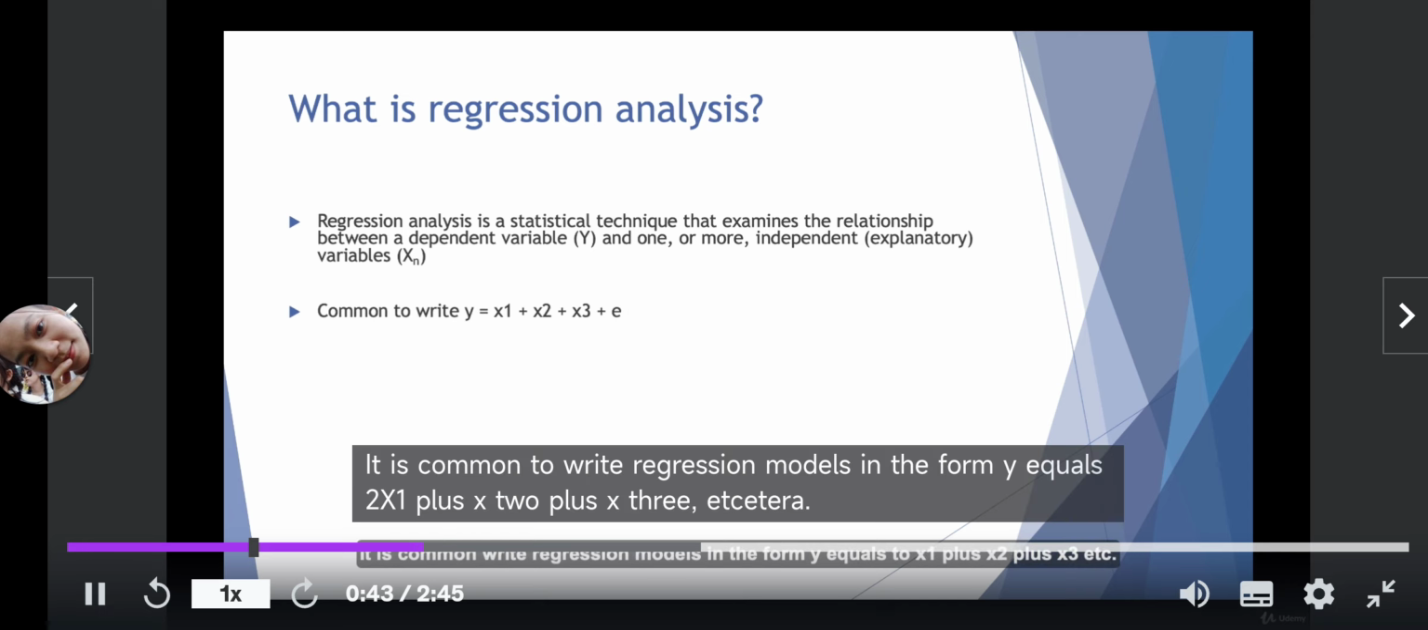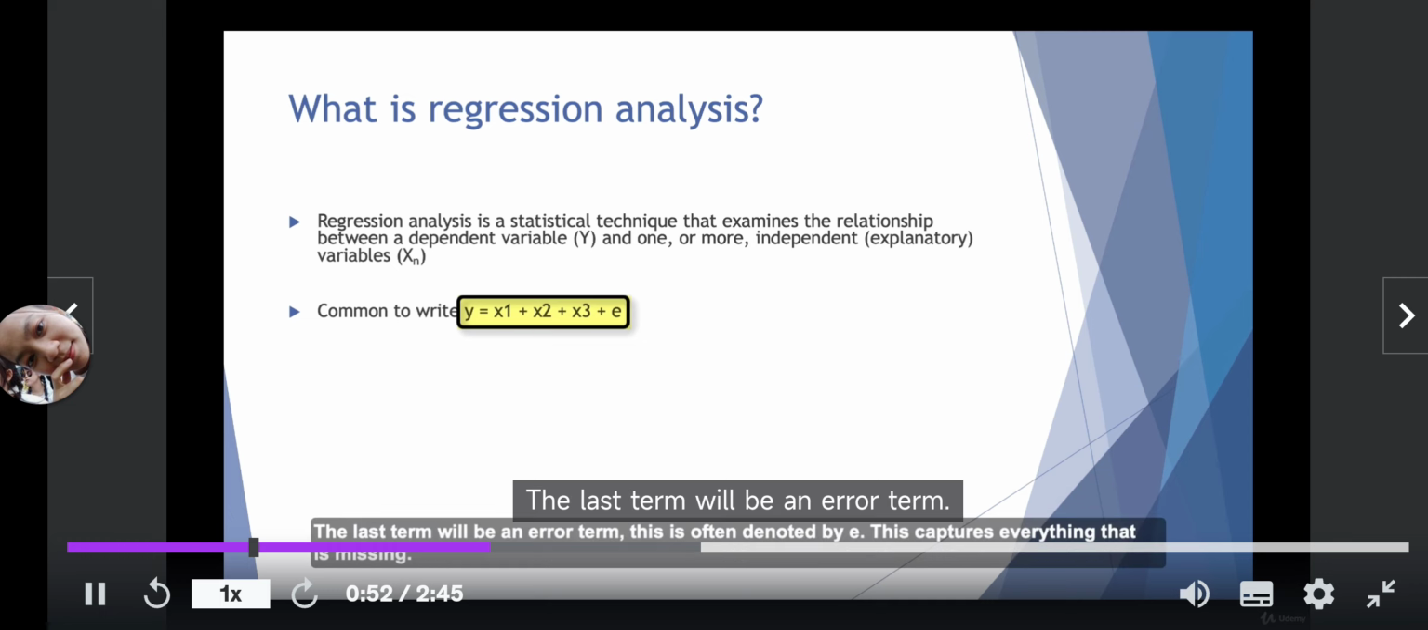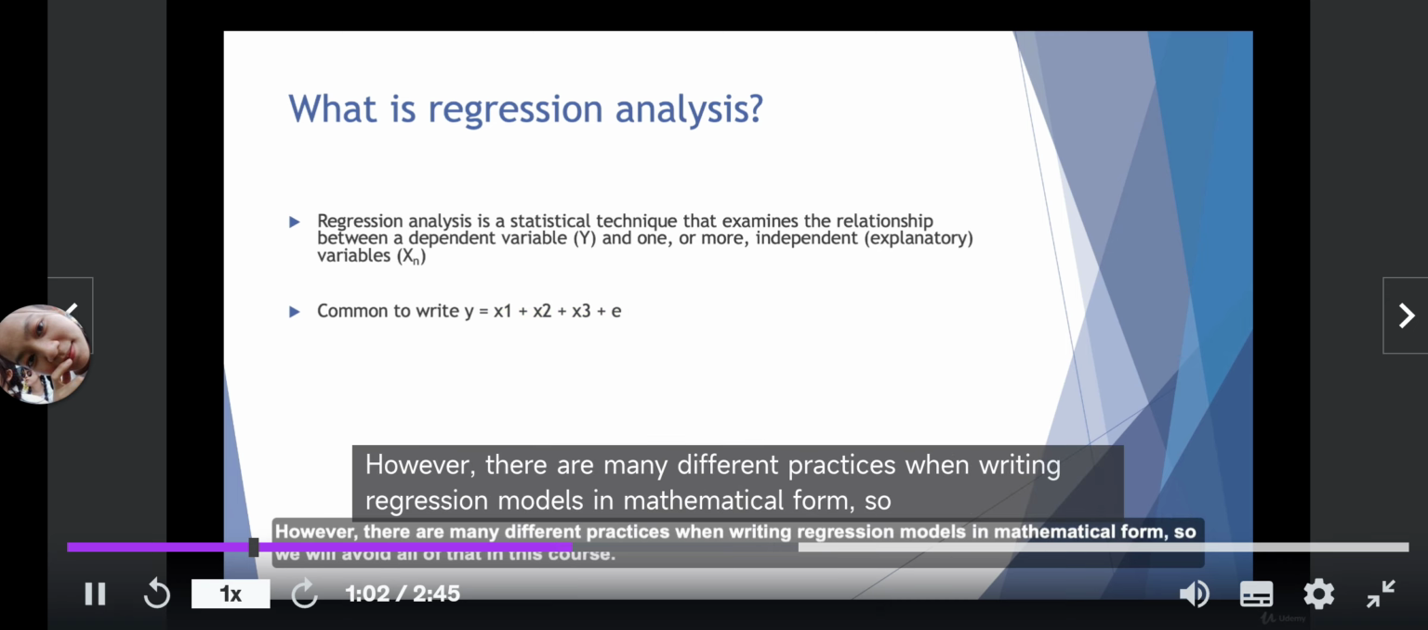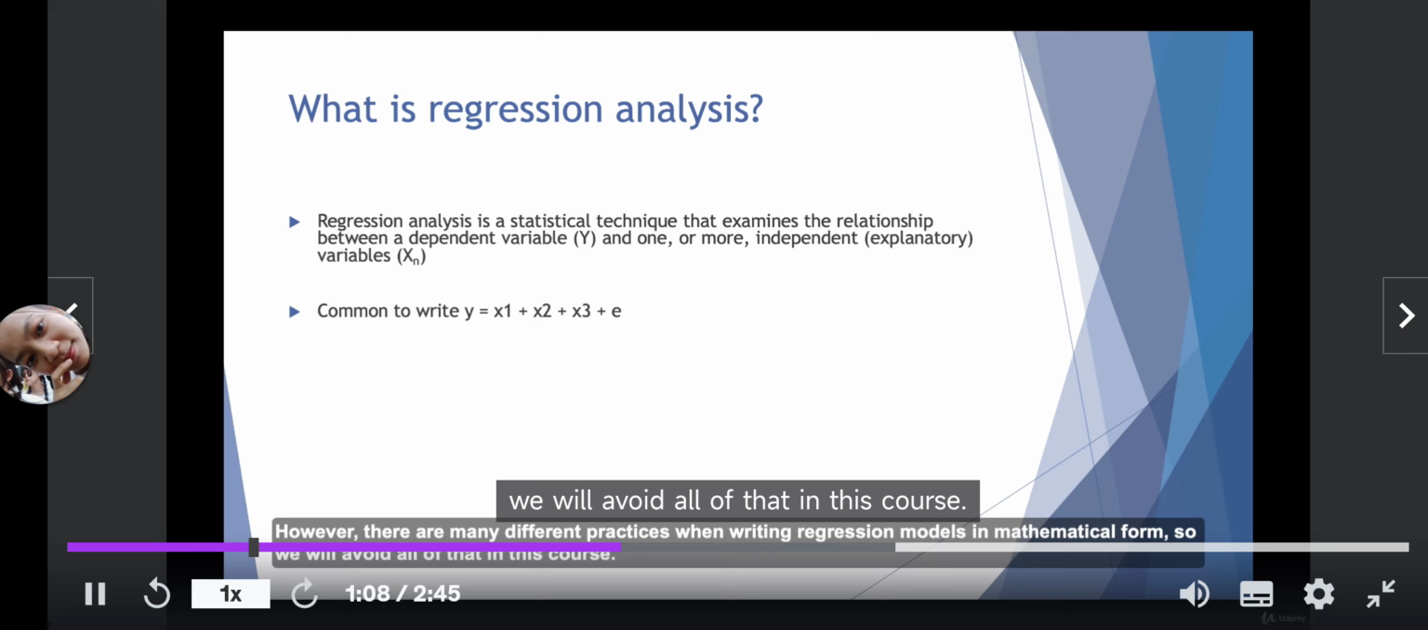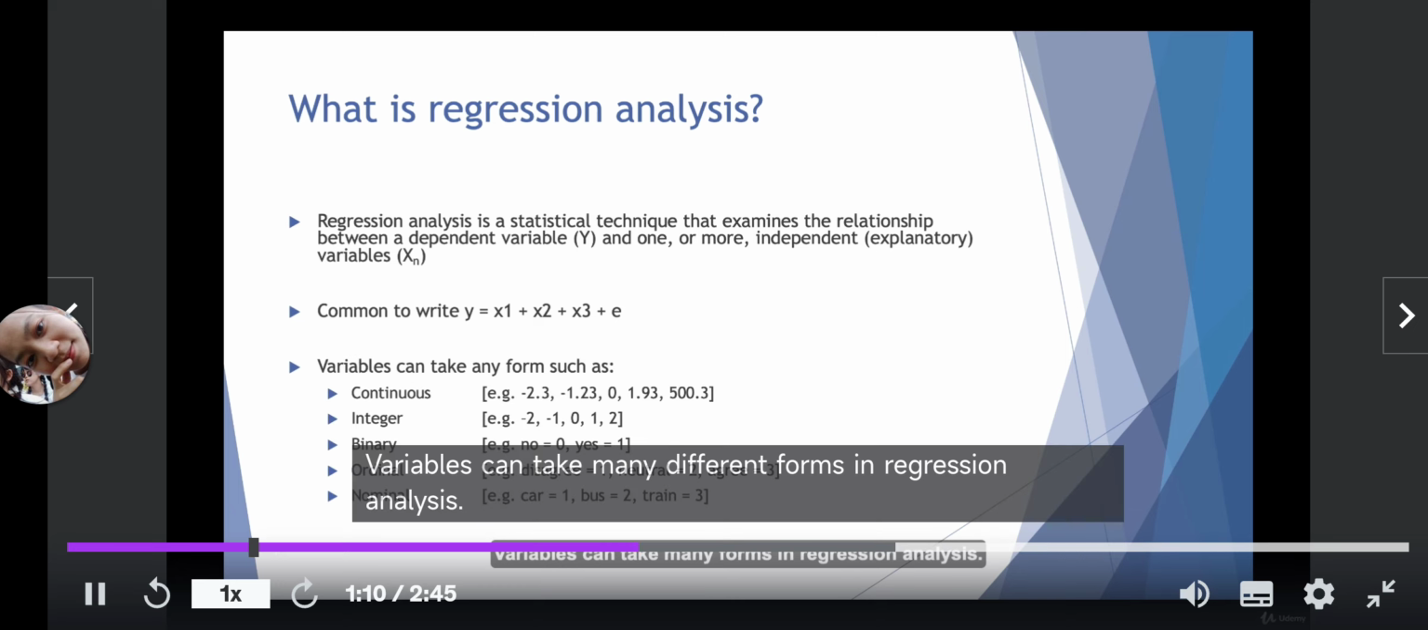It is common to write regression models in the form y equals x1 plus x2 plus x3, etc. The last term will be an error term. This is often denoted by e. This captures everything that is missing. However, there are many different practices when writing regression models in mathematical form, so we will avoid all of that in this course. Variables can take many different forms in regression analysis.